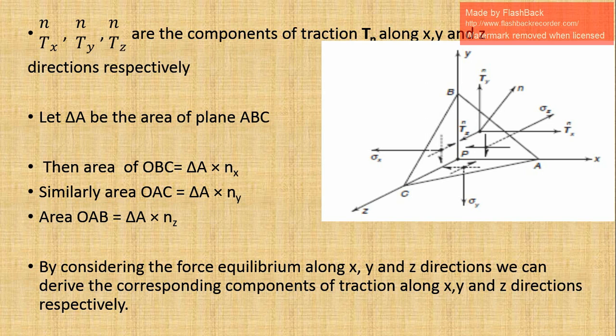Now after knowing the basic formulation and basic assumptions, we are going to apply the force equilibrium to this triangular element or prismatic element. So considering the force equilibrium along x, y and z directions, we can derive the corresponding components of traction along x, y and z direction respectively.